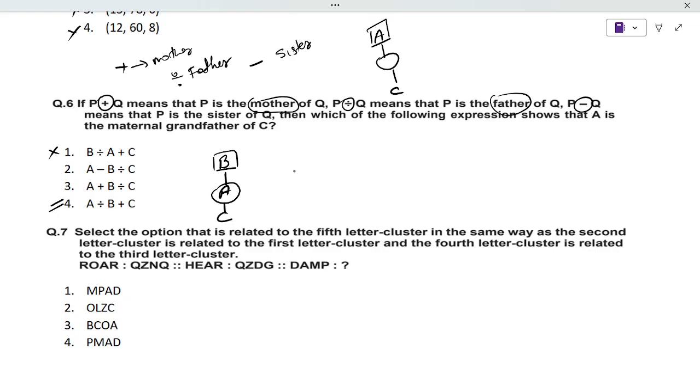A is father of B. A is father of B, and B is mother of C. So C's mother's father is A. That means yes, 4 is the right one. So you don't have to do everything right. You need to be a bit smart while omitting the options also.